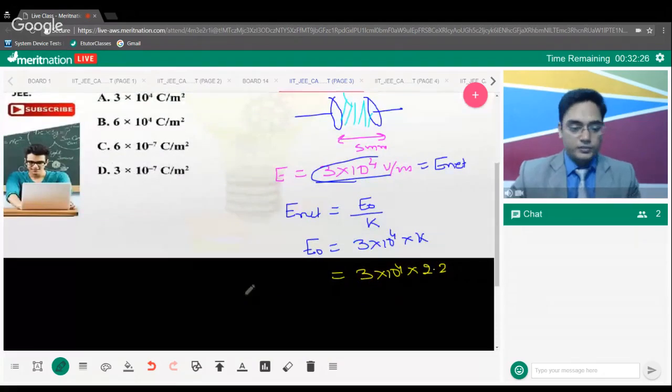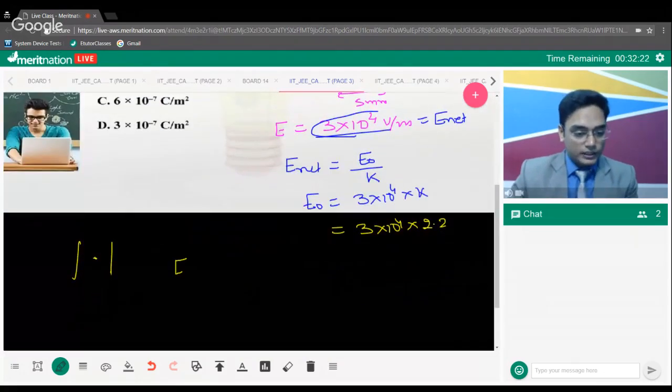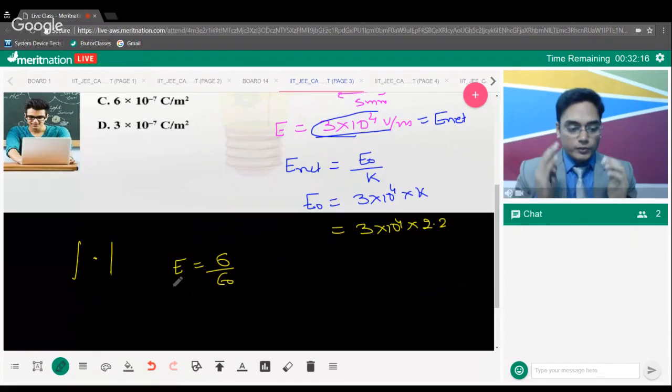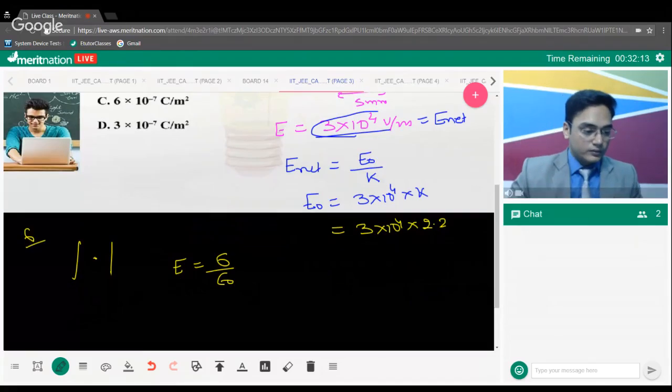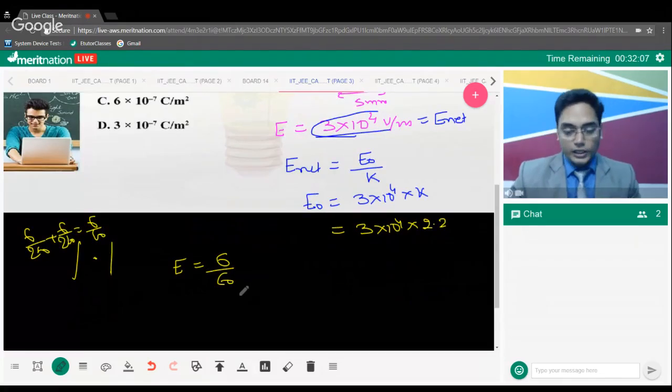Now if we have a capacitor plate, and between the plates the electric field value, we all know, is sigma upon epsilon naught. Actually, basically sigma upon 2 epsilon naught. Since it is having two plates, it is sigma upon 2 epsilon naught plus sigma upon 2 epsilon naught. So it comes out as sigma upon epsilon naught. So the electric field we have obtained, calculated.